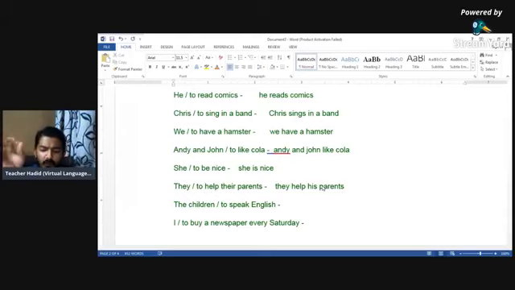So here's the rule: I, we, you, they. We don't use s or es. He, she, it, or any singular name, we use s or es. So it is they. So they help their parents.